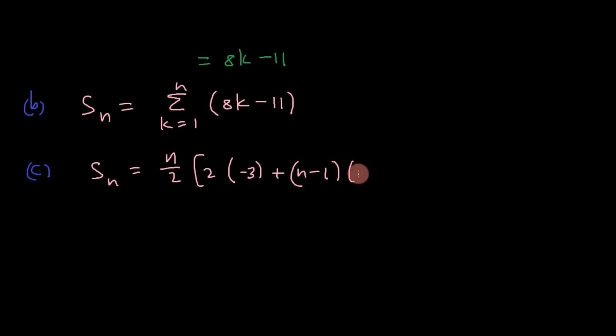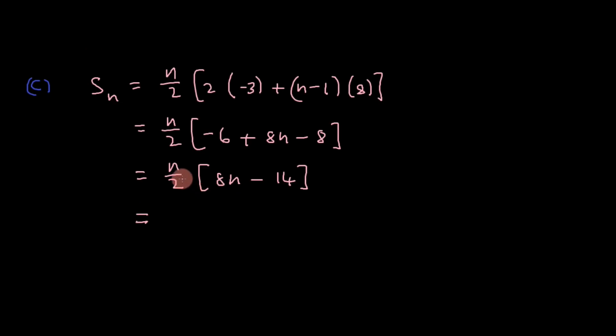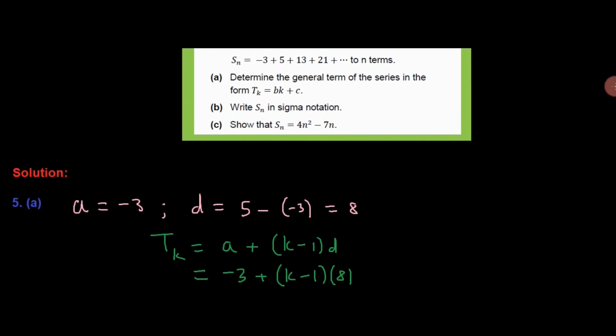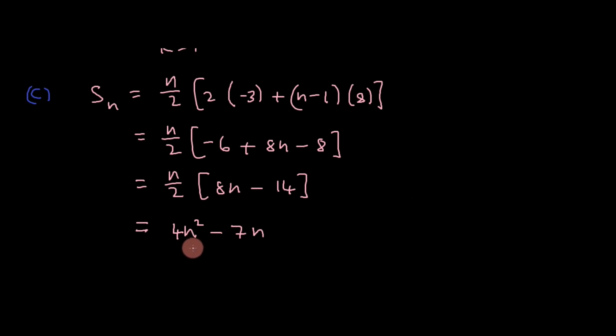So whenever we find the general sum, we use the sum formula and just replace a and d with numerical values. So that's n over 2 into negative 6 plus 8n minus 8, which is n over 2 into 8n minus 14, and multiplying into the square brackets n over 2, we get 4n squared minus 7n. And this is what we needed to show or to prove, that S sub n is 4n squared minus 7n.